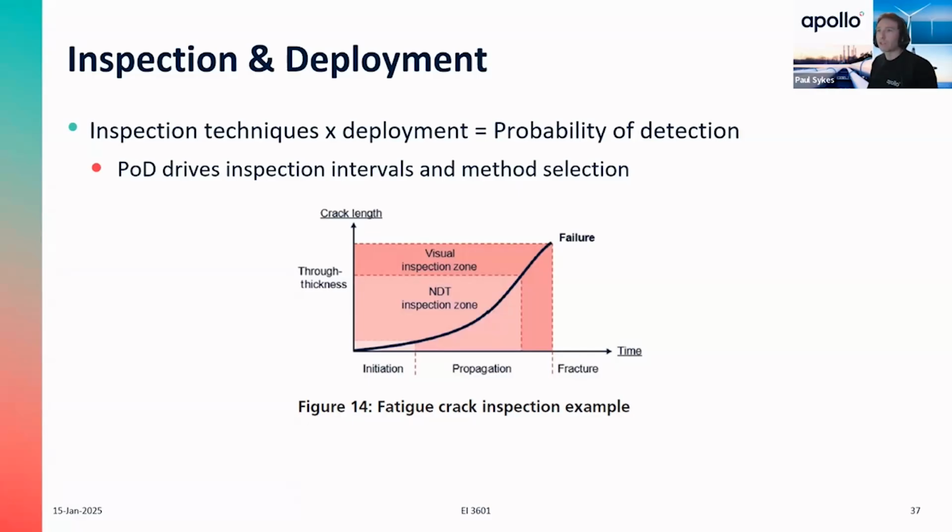The crack will eventually propagate to a size where it can be detected visually, but by that point you're much closer to fracture. So the key message is that inspection intervals and the method should be driven by how damage develops and what your inspection can realistically detect. Next slide, please.